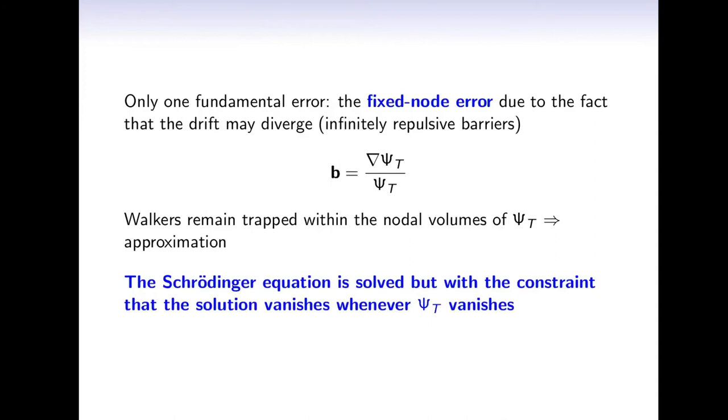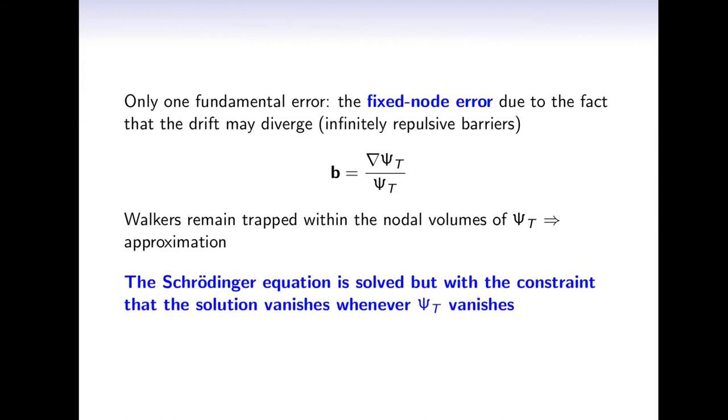But the fixed node error, why do we have a fixed node error? Because as I showed you, the drift, which is responsible for a part of the move of the electrons, is the gradient of psi_T over psi_T. And when psi_T goes to zero, the nodes of the wave function are like infinitely repulsive barriers, and your workers remain trapped within the nodal volumes, the volumes of the configuration space cut by the nodes of psi_T, and they remain forever trapped in these volumes. So in fact, you have an exact method of solution of the Schrödinger equation, except that you solve it with the constraint that the solution vanishes whenever psi_T, the trial wave function, vanishes.